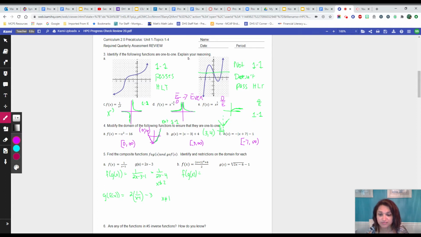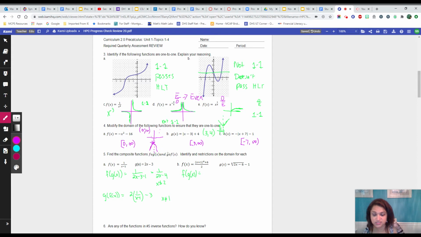All right, modifying the domains to ensure that they're one-to-one. Again, remember, if you have anything that's an even function, it's not going to be one-to-one. So notice you have an x squared here. That means it's a parabola. This is a parabola that has moved down 16. And I actually drew this incorrectly because it is negative x squared, so it should be going the other direction. So it's going to be at negative 16 still, but it's going to go the other way. So here's negative 16. It's going to come around like this and look like that.